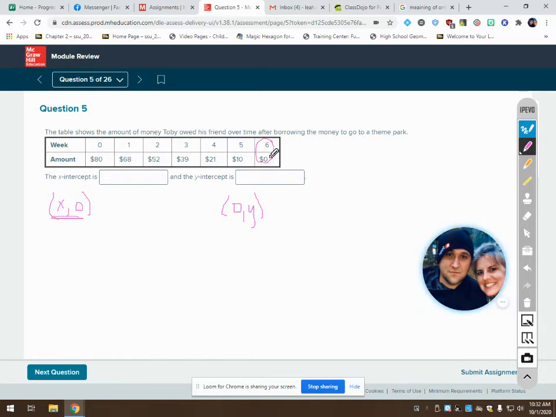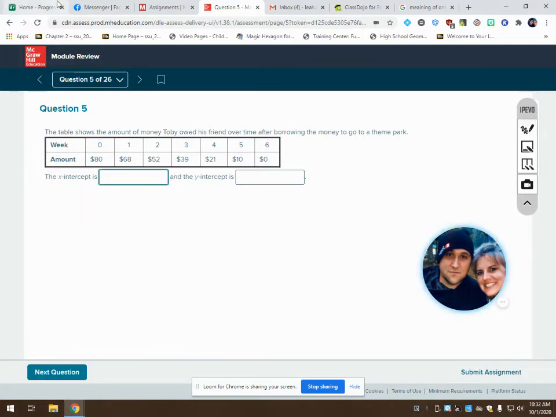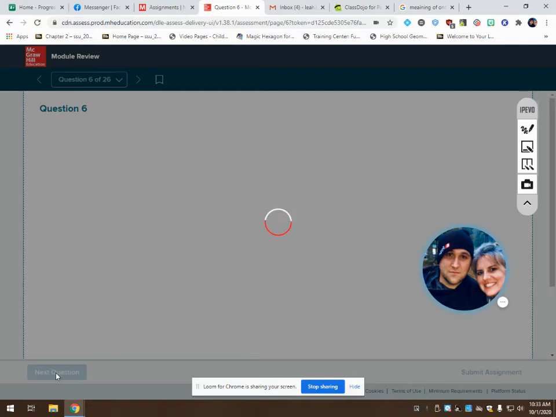It's 0 when x is 6, because this is my x, this is my y. And the y-intercept then would be here, so that would be at 80. So we have 6 and 80 as our answers. We can type those in. 6 and 80. Moving on to question number 6.